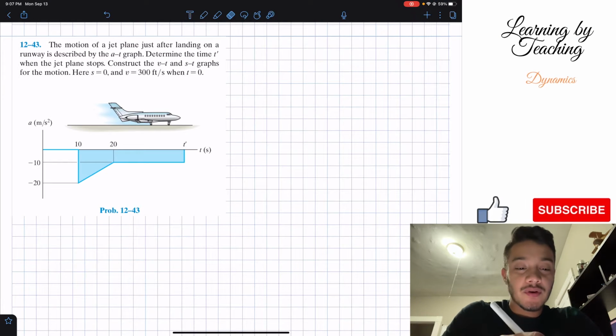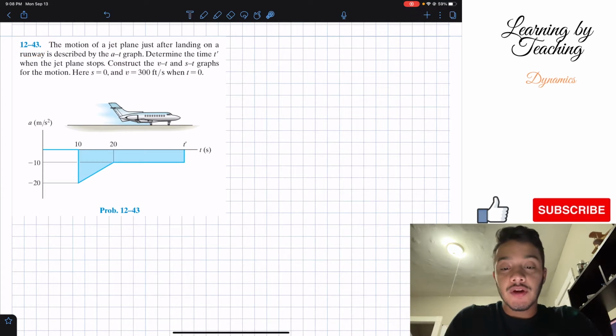Today we're in dynamics and we're going to solve problem 12.43. It says the motion of a jet plane just after landing on a runway is described by the a-t graph. Determine the time t prime when the jet plane stops. Construct the v-t and s-t graphs for the motion. Here s is equal to 0 and v is equal to 300 feet per second when t is equal to 0.